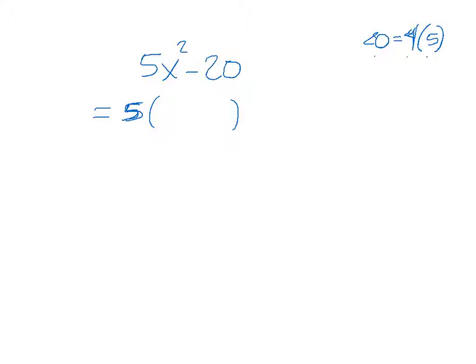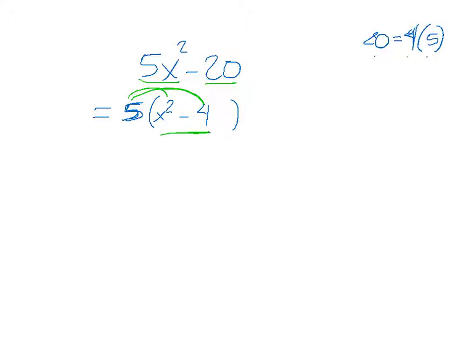That means I'm going to take 5x squared and divide by 5, and that leaves me with just x squared, minus 20 divided by 5 is 4. And you see, if I was to multiply that back again, if I was to take 5 times x squared, I would get 5x squared. And if I was to take 5 times 4, I'd get 20. So it still equals the same thing. But here's the cool part.